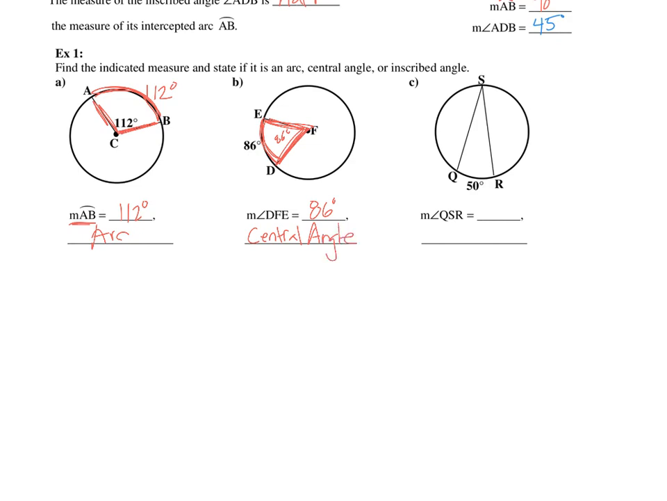And for the next one, QSR. The intercepted arc is 50 degrees, so this has to be 25 degrees. What type of angle is this? It's an inscribed angle.